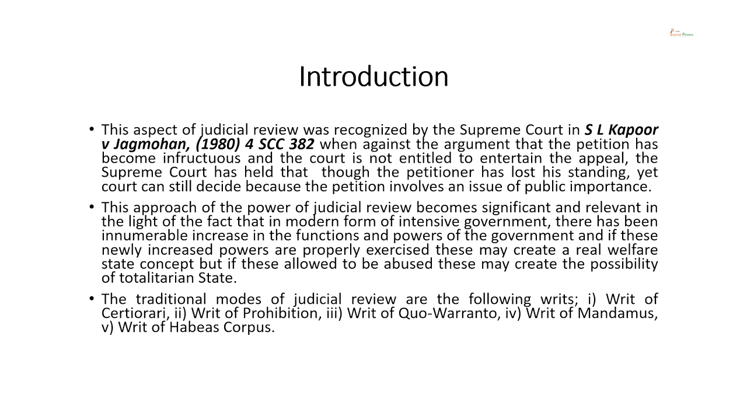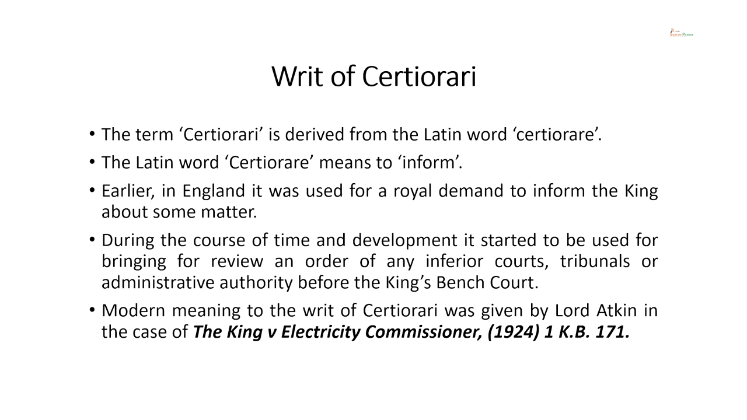The traditional modes of judicial review are the five writs. These five writs are the writ of certiorari, the writ of prohibition, the writ of quo warranto, the writ of mandamus, and the writ of habeas corpus. The first writ amongst all is the writ of certiorari, which we are taking up. If we see the origin of this writ, we should first understand what the term certiorari means. The term certiorari is derived from the Latin word certiorare, which means to inform. It means that the writ of certiorari relates to some kind of information.